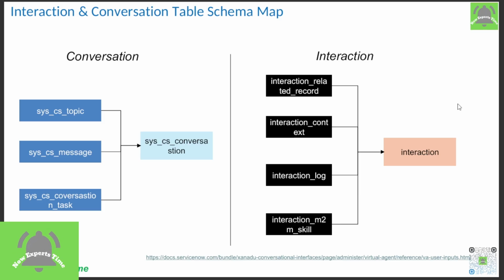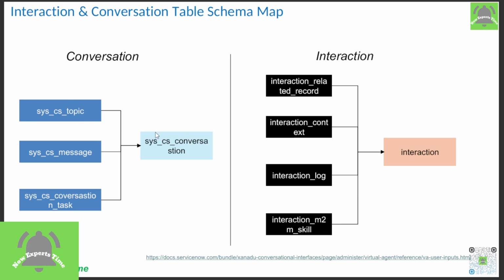Before going to the topic, these are the interaction and conversation related table schema mappings. These are the out-of-box tables currently available. When you understand the virtual agent, you should understand the back-end tables also, so that whenever you need to do troubleshooting, it is easy to go to the appropriate location and try to resolve those problems using this schema mapping.